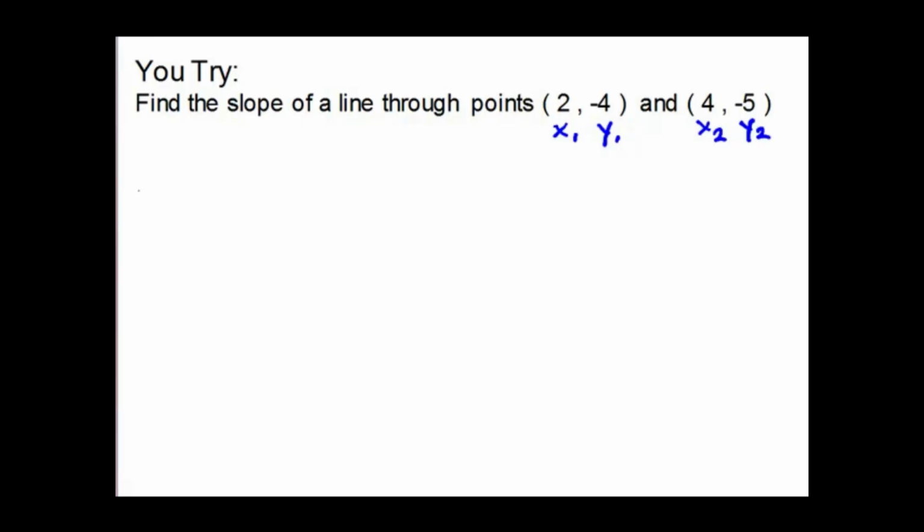Then we'll have our formula, m equals change in y's. Y's always go on the numerator, over change in x's. And then we're going to substitute. So negative 5 into y2 minus negative 4 into y1. We'll be careful, use parentheses and not lose a sign.